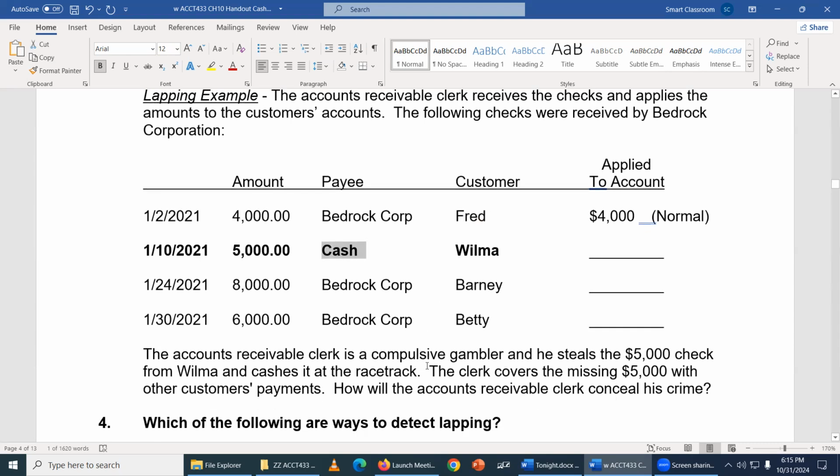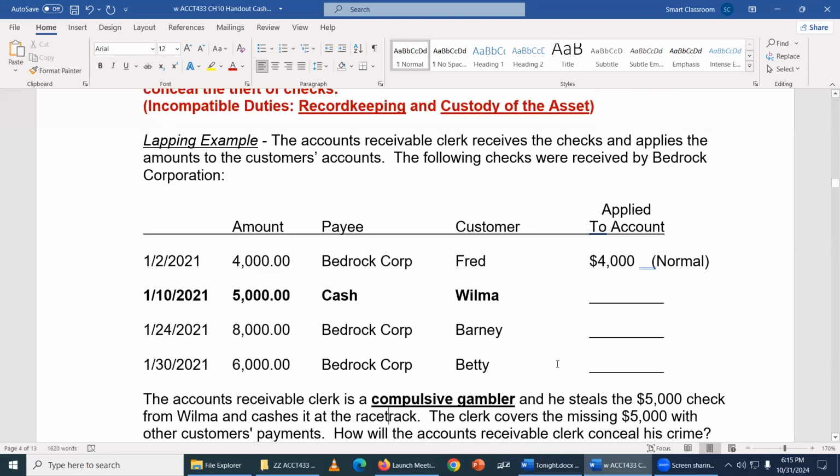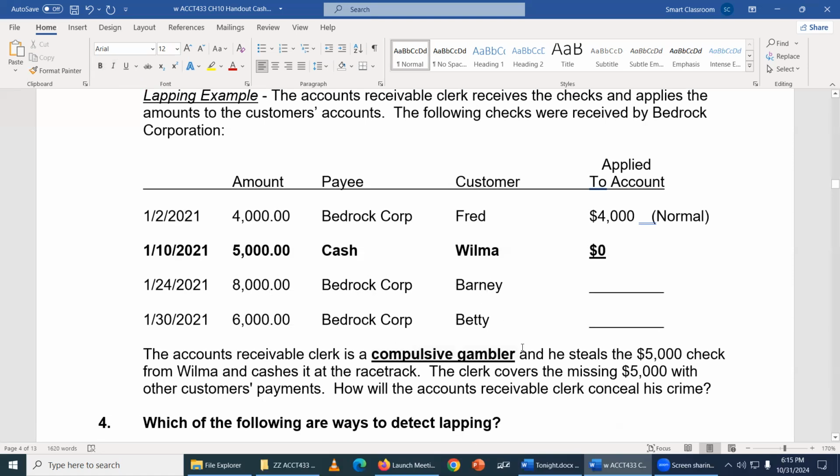So the accounts receivable clerk, who again is a compulsive gambler. It's amazing how many embezzlements are because of people who are compulsive gamblers. The money just disappears. Okay, so whoever this accounts receivable clerk is, they take the money and put it in their pocket and go to the racetrack with the check. Okay, now the clerk stole the check, but now they have a problem. What's the problem?